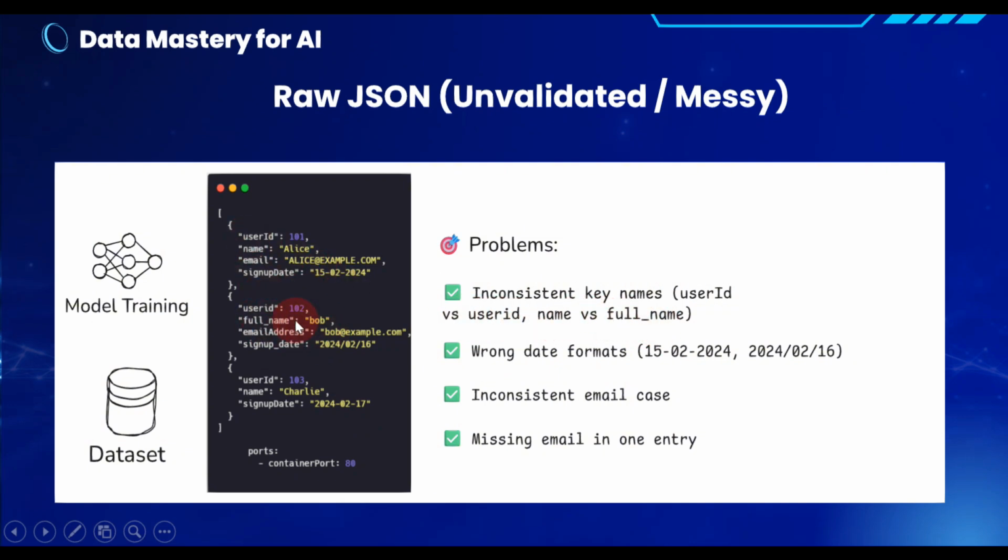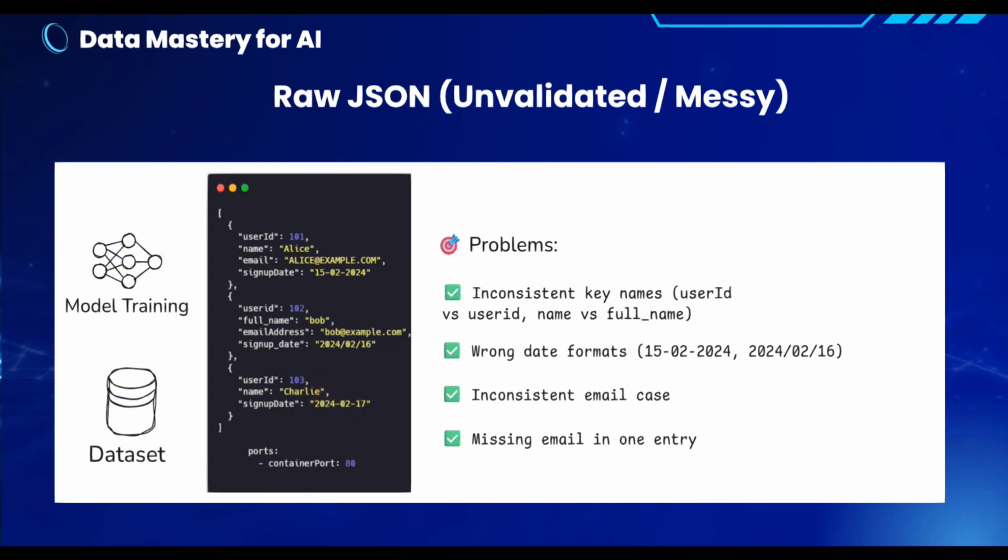So okay, here you can see the name is only an alias. However, there is a second field which gives the full name. There is a key and value given here, but again the key is not the same. Then there is inconsistent email case and a missing email in one of the entries, like here there's a missing entry. So this is an example of messy data.